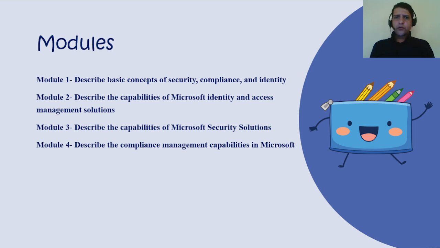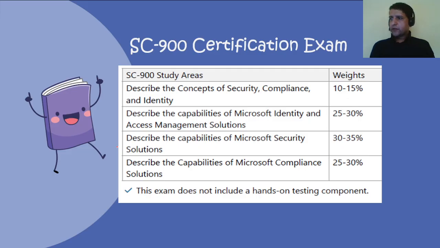There are 4 modules in SC-900. Module 1 talks about describing basic concepts of security, compliance and identity. Module 2 is on describing the capabilities of Microsoft Identity and Access Management solutions. The third module is on describing the capabilities of Microsoft Security solutions, and the fourth is on describing the compliance management capabilities in Microsoft. So this is the weightage with respect to all these modules.